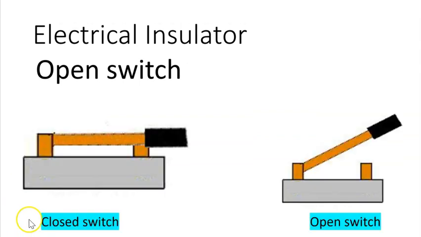Why is an open switch an electrical insulator too? Observe the closed switch and the open switch. Can you see why the open switch is an electrical insulator but not the closed switch? Like the fused bulb in the previous example, there's a gap in the open switch, and this gap is actually the air. And because of the air, the open switch is an electrical insulator.